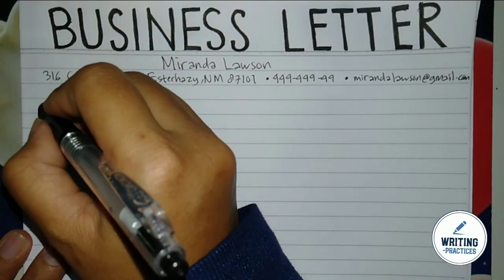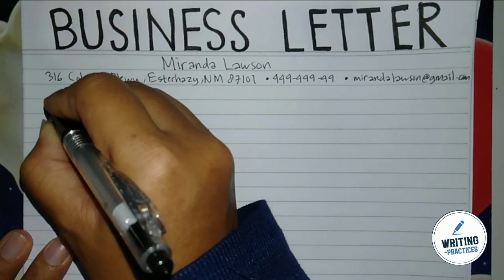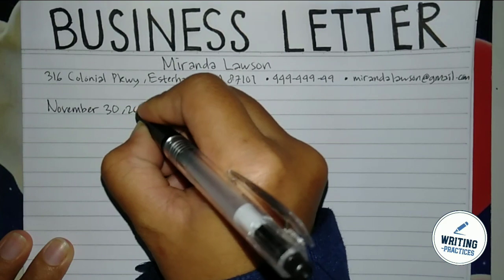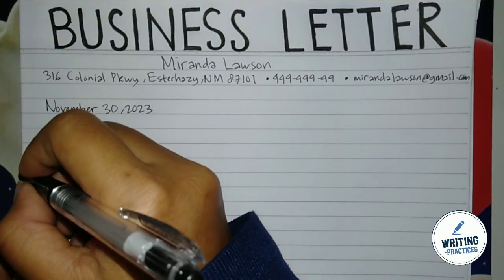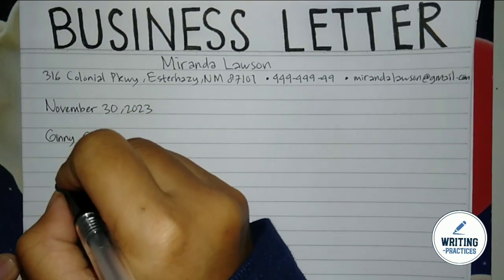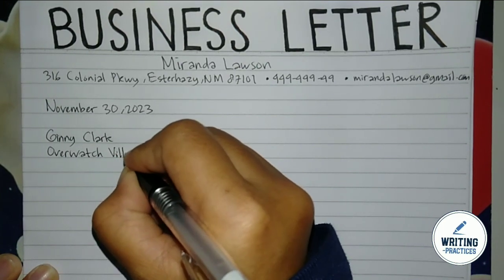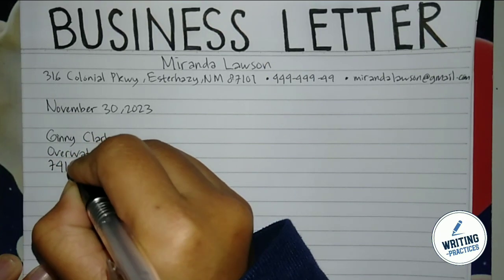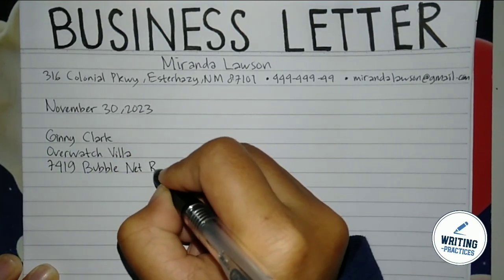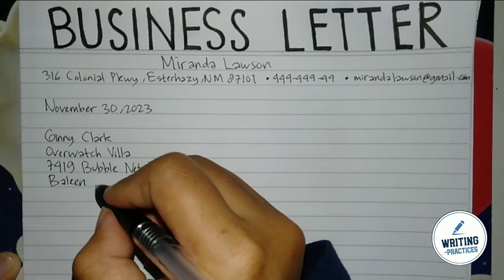Now, you can write the date today. Use the format of month, date, and year. After that, write the personal information about the recipient. Here, you need to write the full name. And write the company or organization name. Under it, write the address of the company or organization. You should mention the number, street name, city, state, and zip code.